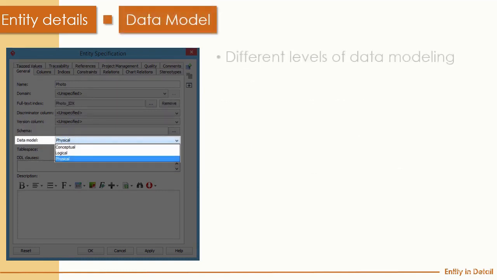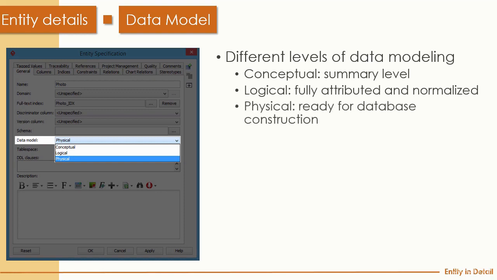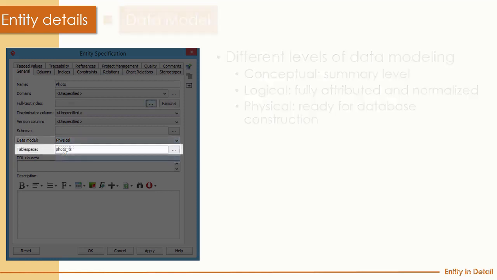The data model. We talk about a conceptual model, logical model, and physical model. In one diagram, you can specify it as logical or conceptual. If you want, you can specify different entities in the same diagram for different logical models. The conceptual is a summary level. The logical is fully attributed and normalized. And the physical is ready to generate the database.